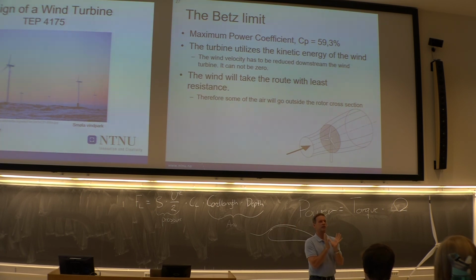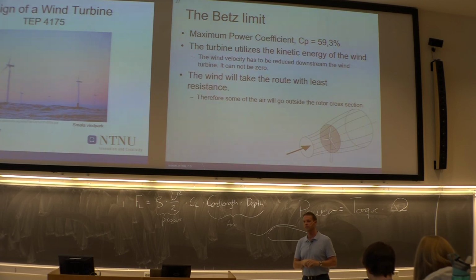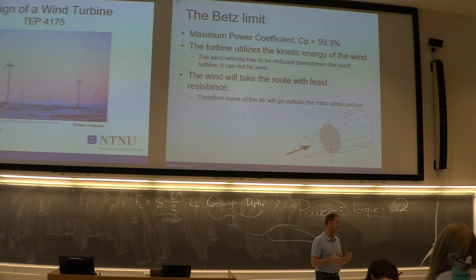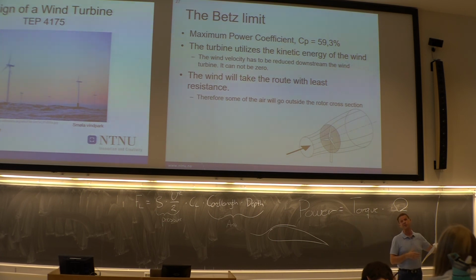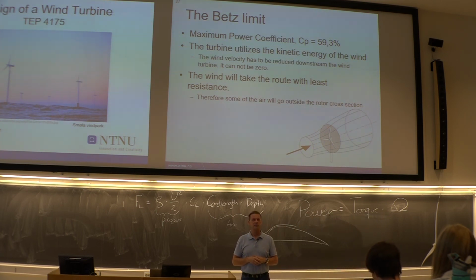But to give you a kind of physical understanding of it, is quite simple in my opinion. First of all, the wind turbine is utilizing the kinetic energy of the wind. 100% efficiency would mean that the kinetic energy at the downstream end of the turbine would be 0. That's not possible. The air has to go away. So that's the main part of the reason why it's only 59%.